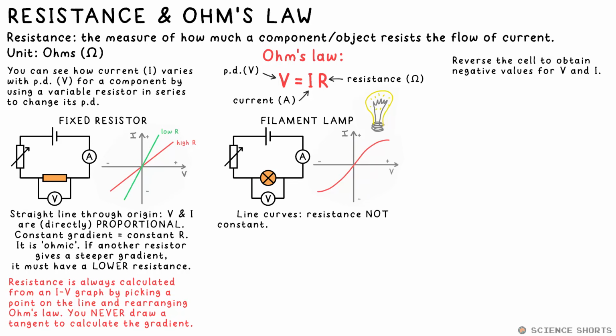This shows that the resistance of the metal is increasing with a higher PD and current. The change in gradient shows us that the resistance has changed, but we still just take a point on the line and use Ohm's law if we want to find the resistance. We never draw a tangent on one of these graphs. That would tell us nothing. So why does resistance change for a metal?